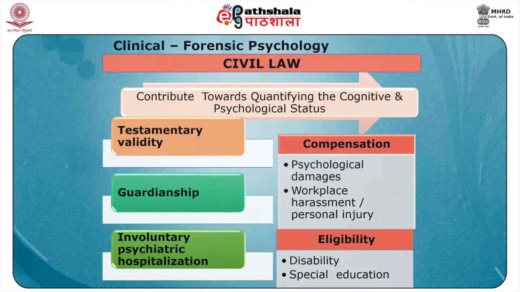In civil law, the clinical forensic psychologist may need to contribute toward quantifying the cognitive and psychological status such that functional capacity may be viewed in areas like testamentary validity, need for guardianship, need for involuntary psychiatric hospitalization, compensation for psychological damage due to abuse of any nature, compensation suits related to workplace harassment, personal injury, eligibility for disability, eligibility for special education, fitness for duty, for example police, army men or doctors, and the like.